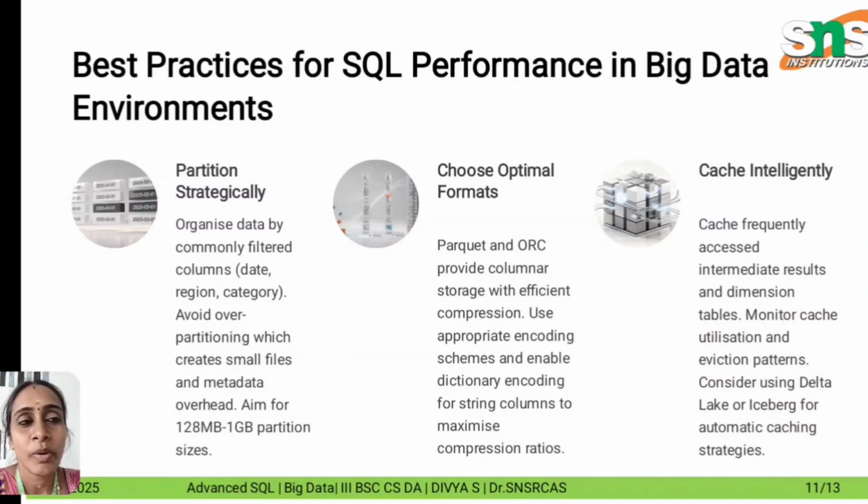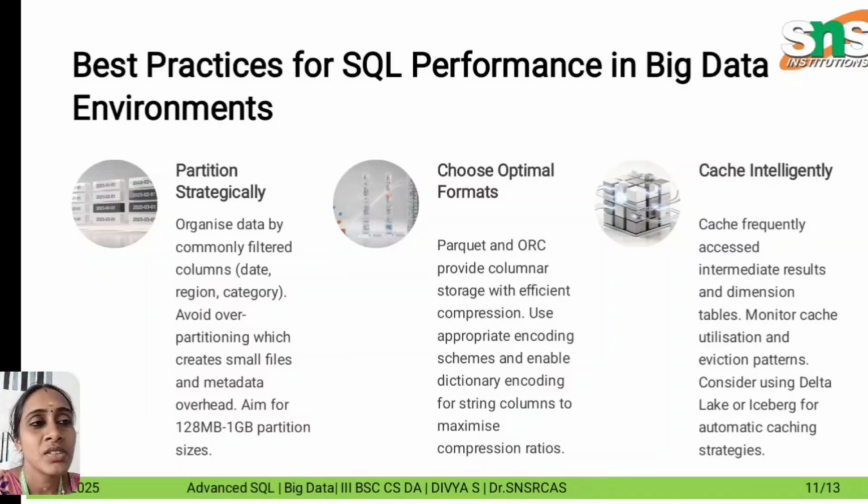Best practices for SQL performance in big data environments. Partition strategically: organize data by commonly filtered columns such as date, region, and category. Avoid over-partitioning, which creates small files and metadata overhead, and aim for uniform partition sizes. Choose optimal formats: ORC provides columnar storage with efficient compression. Use appropriate encoding schemes, and enable dictionary encoding for string columns to maximize compression ratios.